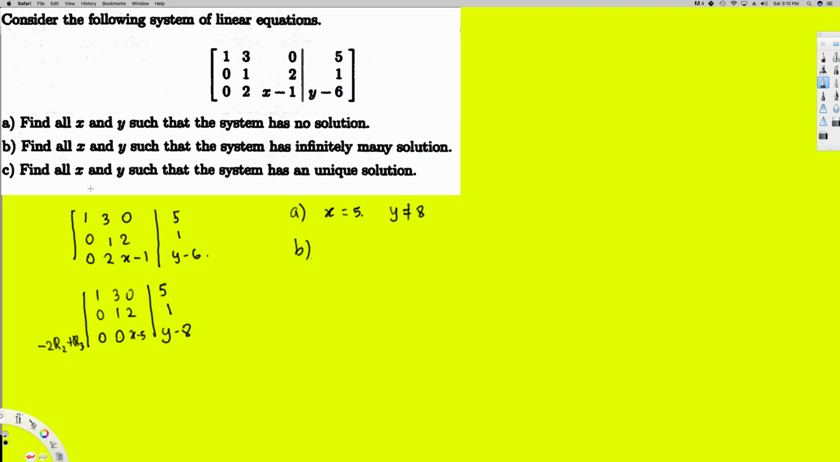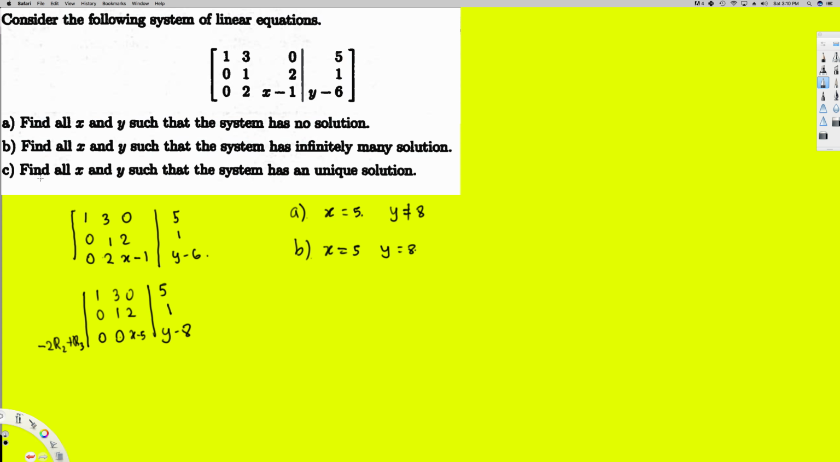The second question is asking, find all x and y such that the system has infinitely many solutions. To have a system with infinitely many solutions, we have to have a row with 0 in all of this. So to have that kind of situation, we have to have x equal to 5, because then this will become 5 minus 5, 0, and y should be equal to 8. Then this will become 8 minus 8, 0. So that's what we have to have. Therefore, the answer for this one is x equals 5, y equals 8.